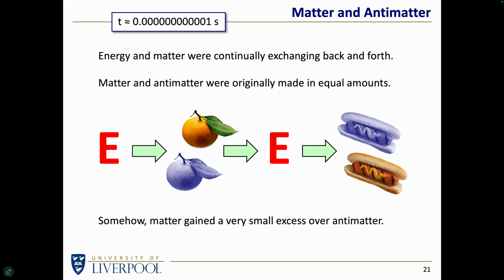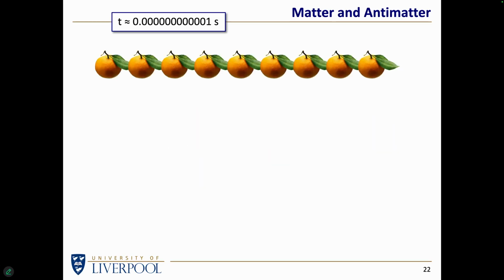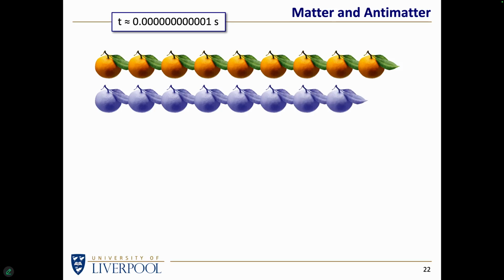Somehow, via a mechanism we don't really understand, matter gained a very small excess over antimatter. In other words, we can imagine a whole load of matter being made and a slightly different amount of antimatter. I've shown the excess here as being about 10% or so. It wasn't that big. The difference between how much matter was made and how much antimatter was made wasn't 1 part in 10, it was more like 1 part in a billion. But I didn't have that many graphics to deal with here.